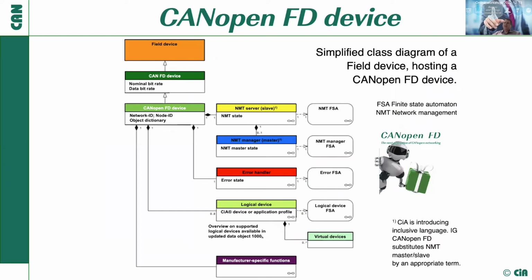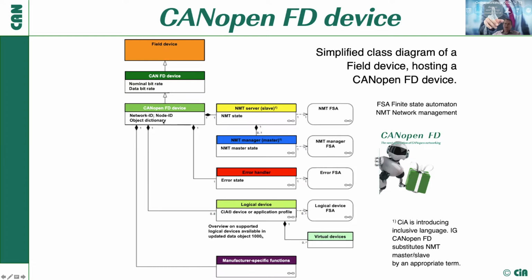I assume that you are rather familiar with CANopen. So the good news is, in a CANopen FD device, the device model is more or less equivalent to that of classical CANopen. We have only some small differences. A CANopen FD device, of course, resides on a CANFD device, and from that CANFD device, the CANopen FD device inherits the bit rates. I now have to deal not only with the nominal bit rate, that is the one used in classical CAN or during the arbitration phase, but also with a bit rate that shall be used in the data phase. Those are inherited from the CANFD device.